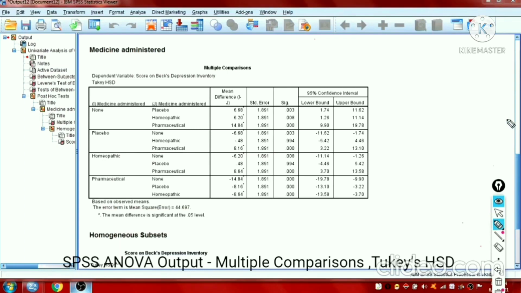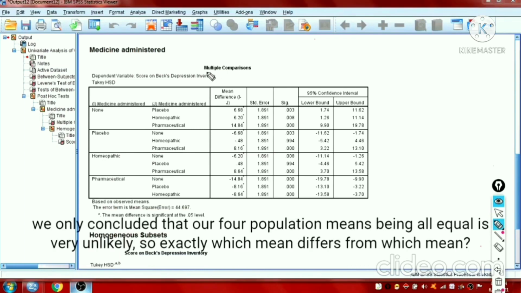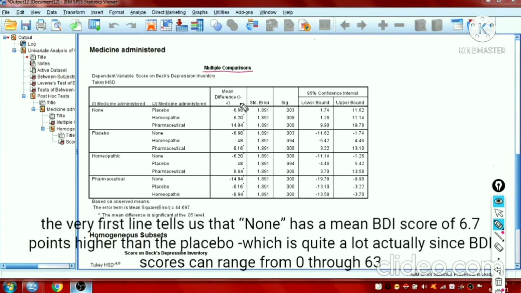Now the SPSS ANOVA output, multiple comparisons, Tukey test. We only conclude that our 4 population means being equal is very unlikely. So exactly which mean differs from which mean? The very first line tells the mean difference is significant at the 5% level.